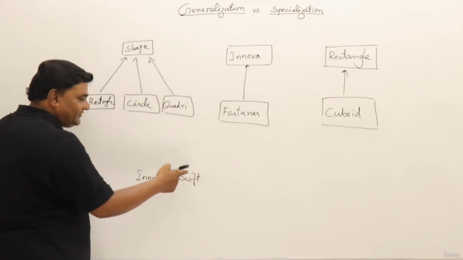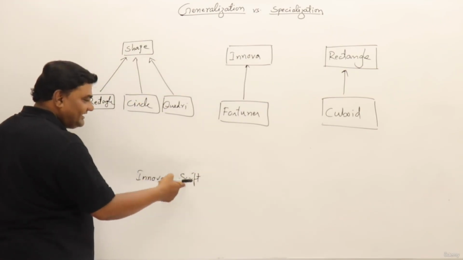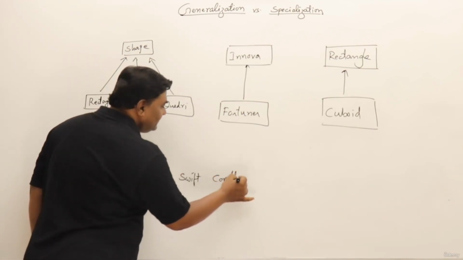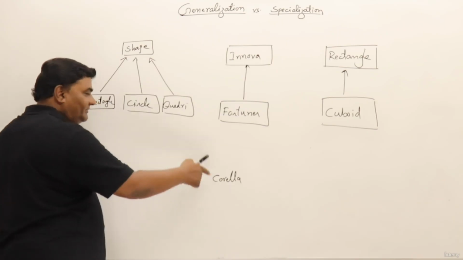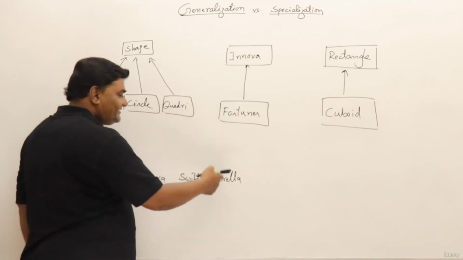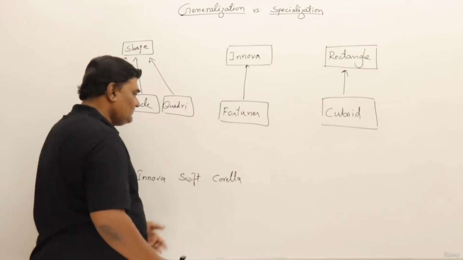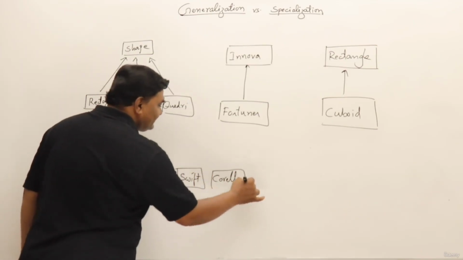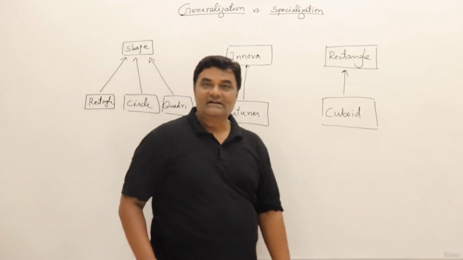You can start, you can change the gear, start and stop, you can accelerate, various things you can do here. Next, Corolla. You can start, stop, accelerate, and change the gear. What are these all? These are cars. Yes, all these are cars.